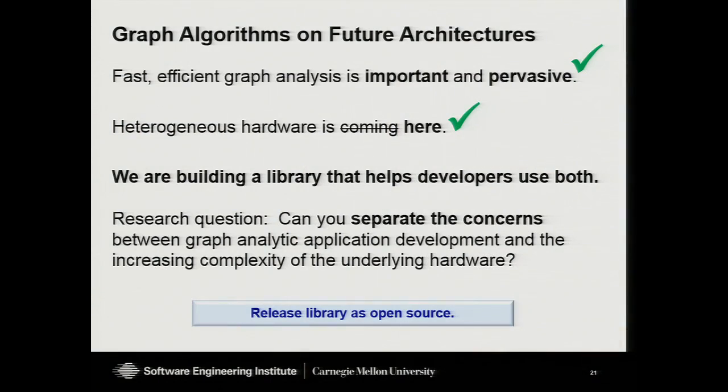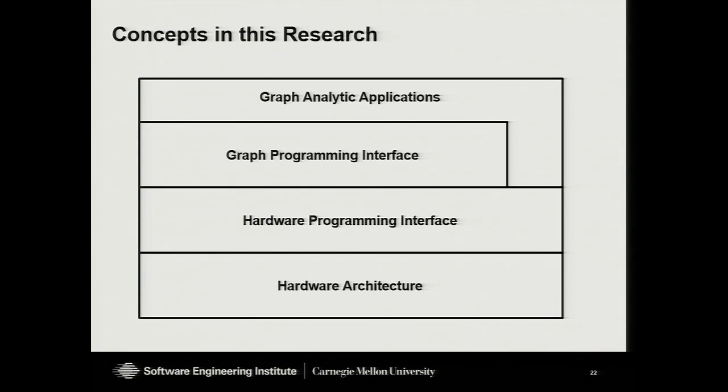So graph analysis is important and pervasive. We've got heterogeneous hardware, and I'll talk about the library that helps developers use both. So there's a couple of different concepts here. As Matt alluded to before, we were talking about software architecture, software design, as well as hardware architecture, and I'm going to talk about each of these concepts. We have graph analytical applications. We have the programming interface to the graph itself. We have a programming interface to the hardware itself. And then finally, we have the hardware architecture at the bottom driving all of it.